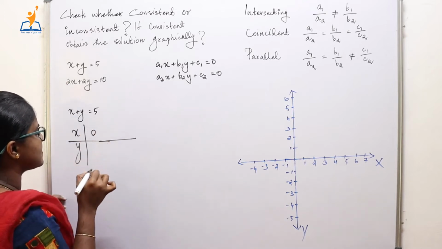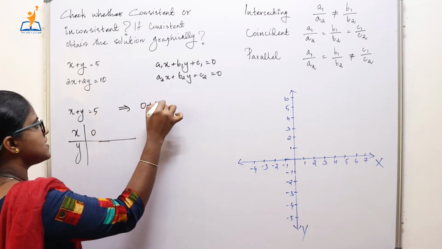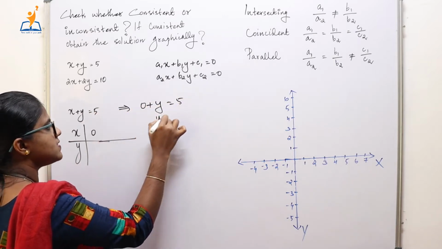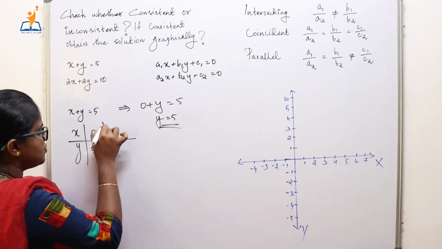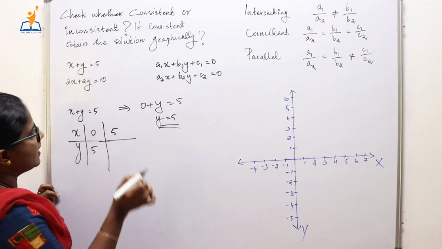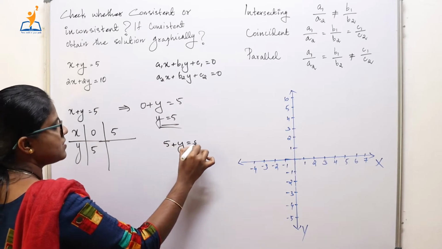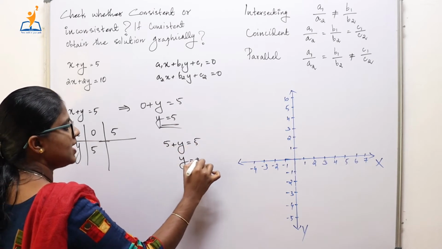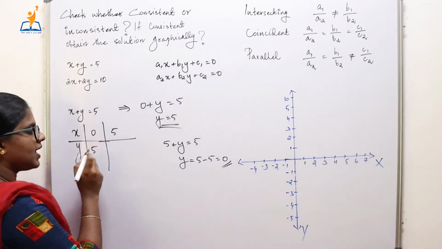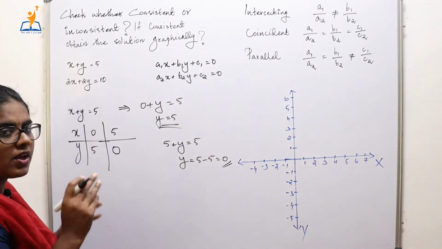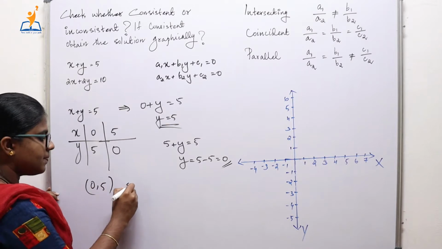First of all, let's put x equal to 0. Then this equation becomes 0 plus y equals 5, so y is equal to 5. So when x is 0, y is 5. Now let's put x equal to 5. Then the equation becomes 5 plus y equals 5, which means y is 5 minus 5, which is 0. So when x is 5, y is 0. So we got two points for this equation, that is (0, 5) and (5, 0).